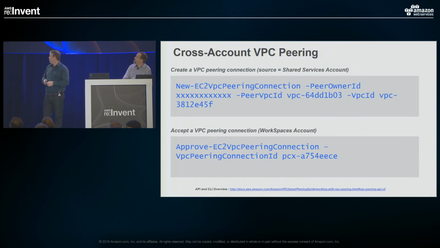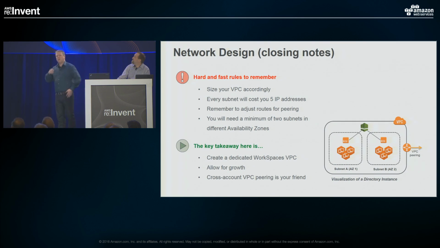But here you can see we're talking about Windows, so we're using PowerShell, the PowerShell commandlet. If you were doing all of this programmatically, here's how you create an account peering. You create a peering connection, selecting the peering account owner and the different VPC sides, the left side and the right side, and binding them together. And of course, on the other account, you go in and approve it. It doesn't really matter which way around you do this, whether from the shared services account or the workspaces account. You just have to remember you do one as a create and the other side as an accept.